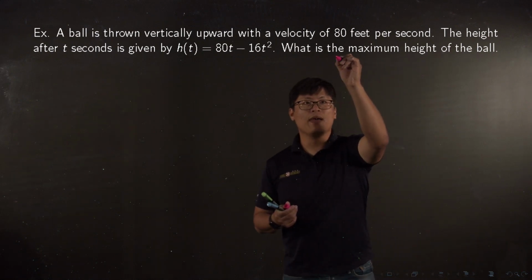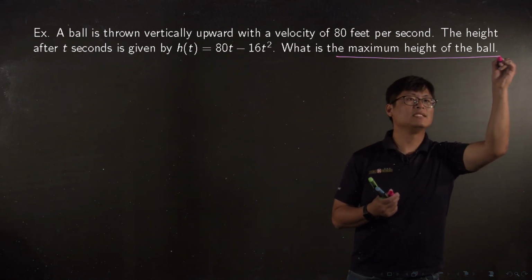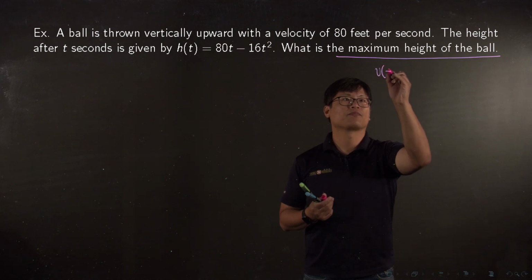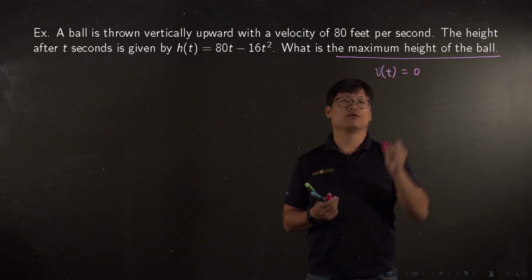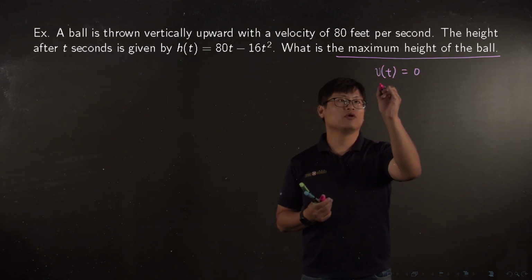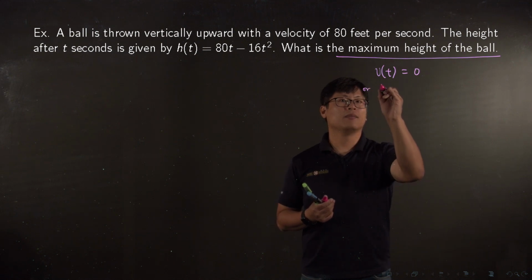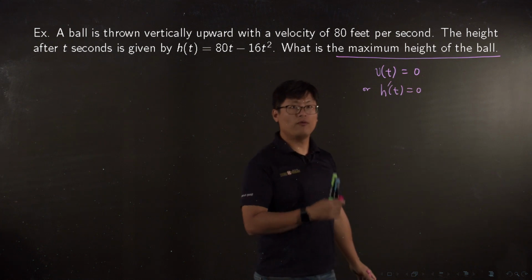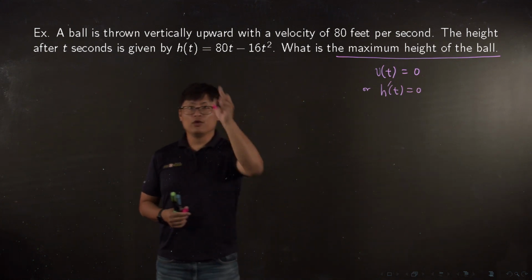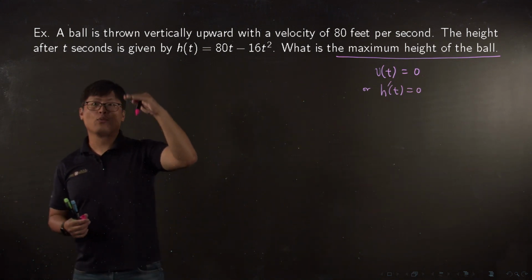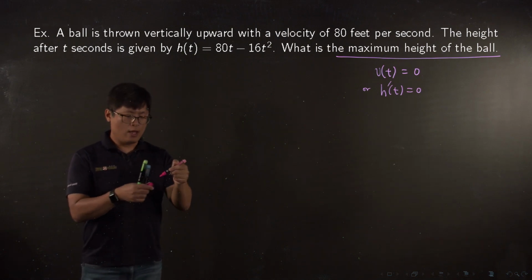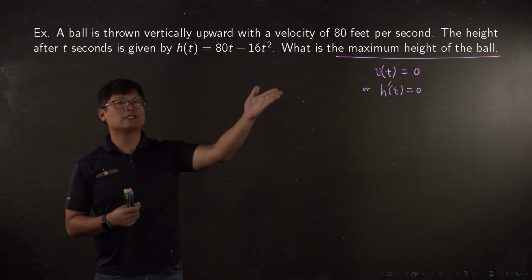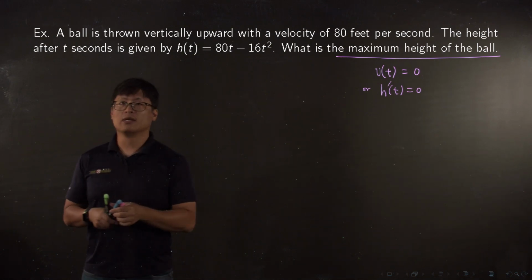Okay, for the maximum height, your velocity is equal to 0, or in other words, h prime of t is equal to 0. That's it. We figured everything out now. Your h of t is given, which is height, or we can say the position function. Then what we want to find is the h prime of t equals 0 point. Okay, so here we go.